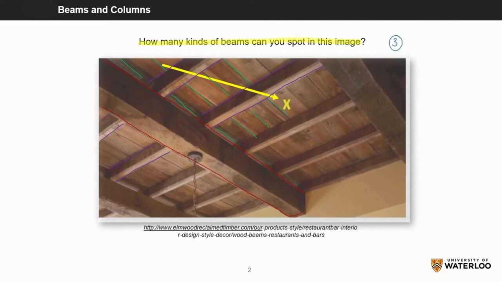Now, to get an idea of how these beams would transfer a load, imagine that there is a load acting at the yellow X in the picture. If a load was applied here, the green wooden planks would first take the load and transfer it to the purple beams. Those purple beams would then transfer the load to the large structural beam in red, which would distribute the force even further.